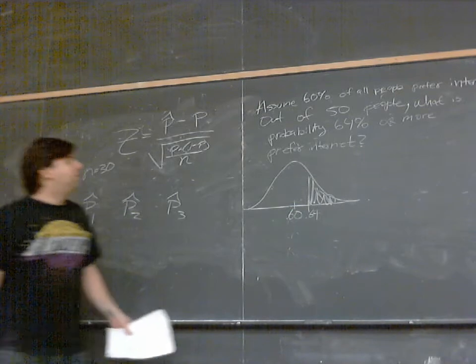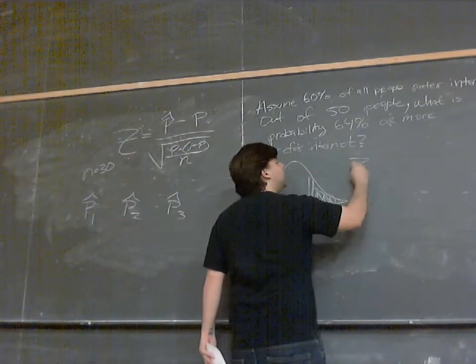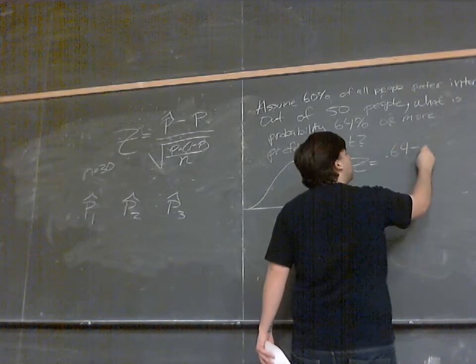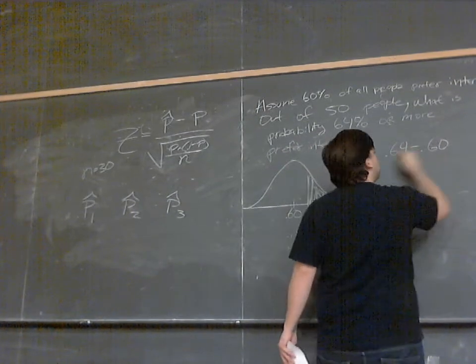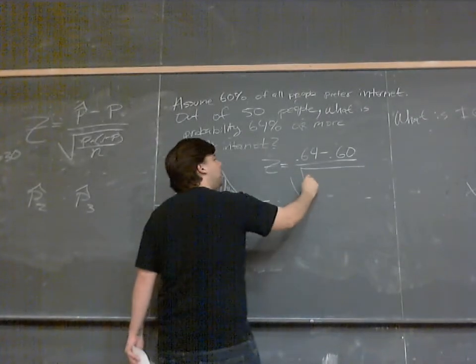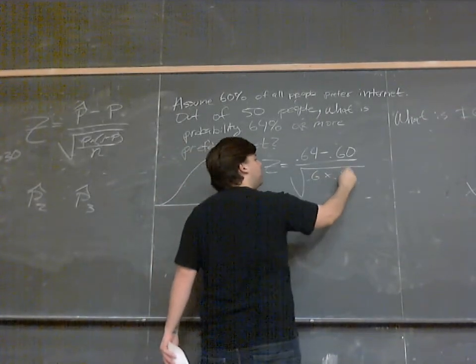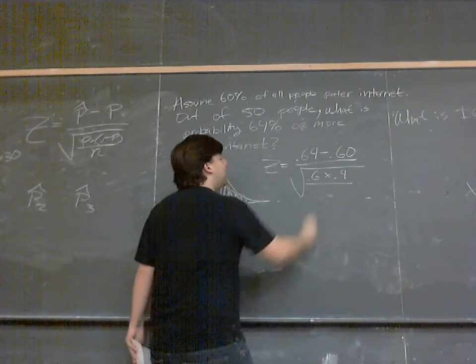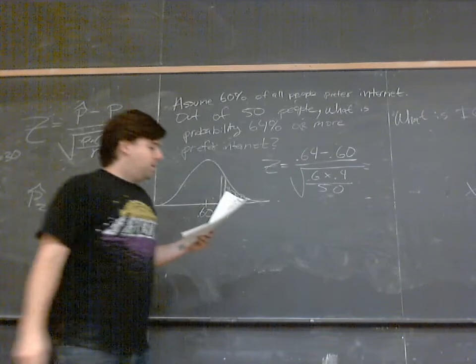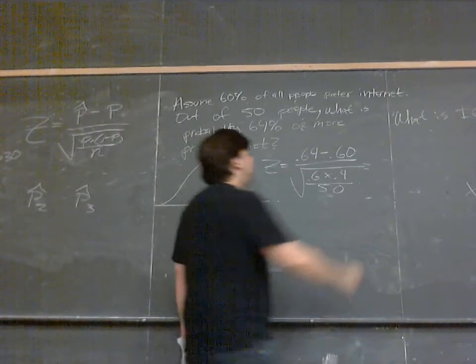Of course, we want to find what it actually is, so we start with our z-score. We have p hat of 0.64 minus p of 0.60, divided by the standard deviation, the square root of p, which is 0.6, times 1 minus p, which is 0.4, divided by the sample size 50. We get a z-score of 0.58.